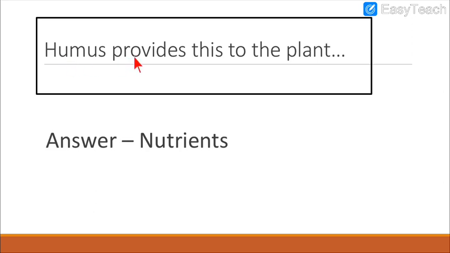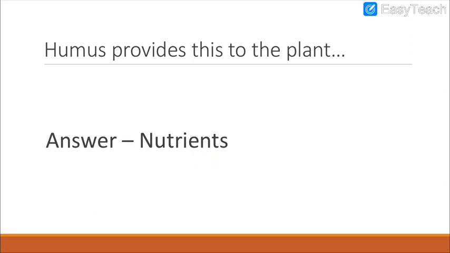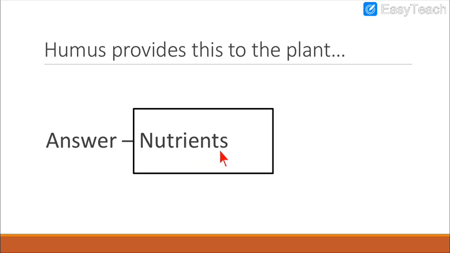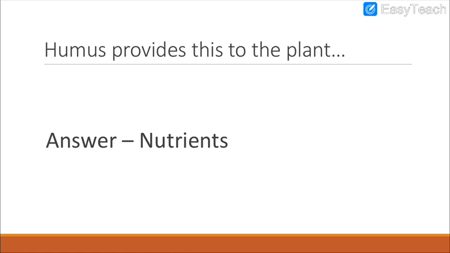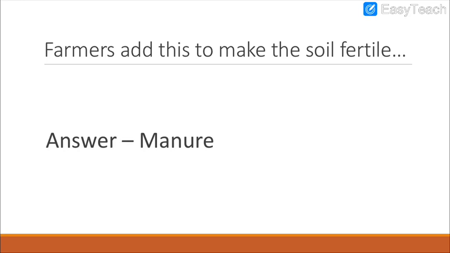The question is, humus provides this to the plant. Now, what does the humus provide to the plant? Why is humus important for the plants? Because it provides nutrients, right? Nutrients are very important for the plants. Okay, so the answer is nutrients. Now repeat after me. Nutrients. Repeat the answer a second time. Nutrients. Okay, so let us move on to the next question.